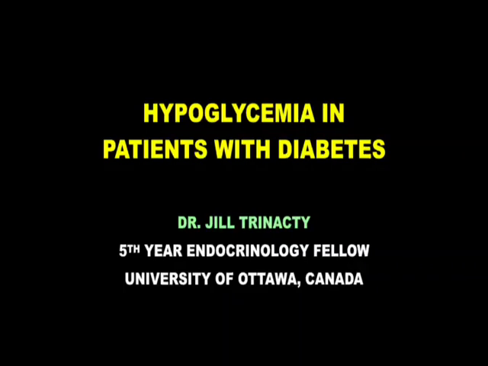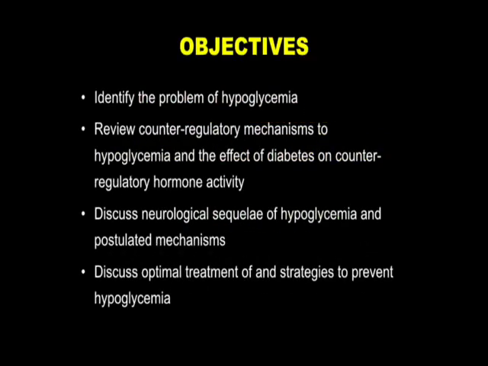I just wanted to identify the problem of hypoglycemia, review the counter-regulatory mechanisms to hypoglycemia and the effect that diabetes has on these hormones, discuss the neurological sequelae of hypoglycemia, mostly in epidemiologic data, and the postulated mechanisms of why this occurs, and then discuss the optimal treatment and strategies to prevent hypoglycemia in our patients with diabetes.